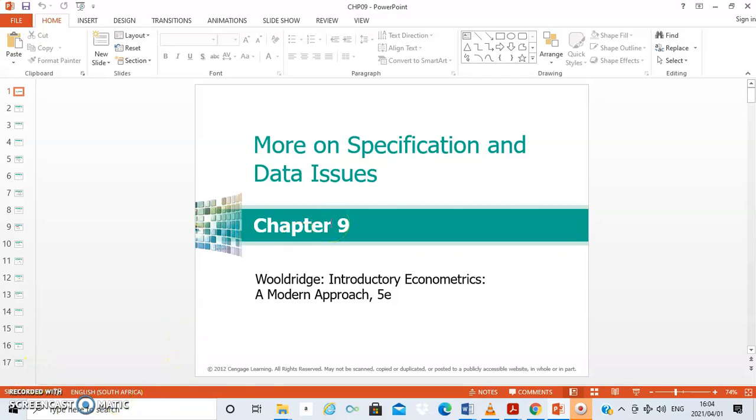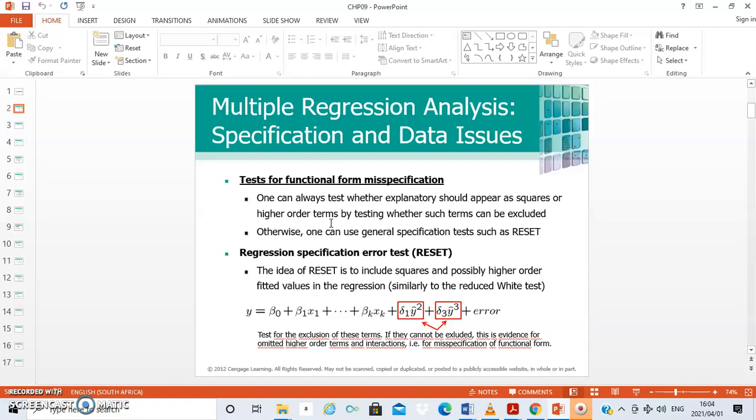Okay, so let us look at the issue of specification and related matters in terms of data. Usually what we want to look at under this chapter is the test for functional form misspecification. So we want to see whether the function is misspecified, and if it's misspecified, what type or in what form. Is it in the context of omitting a relevant variable? Is it in the context of including an irrelevant variable, or is it any other type of misspecification?